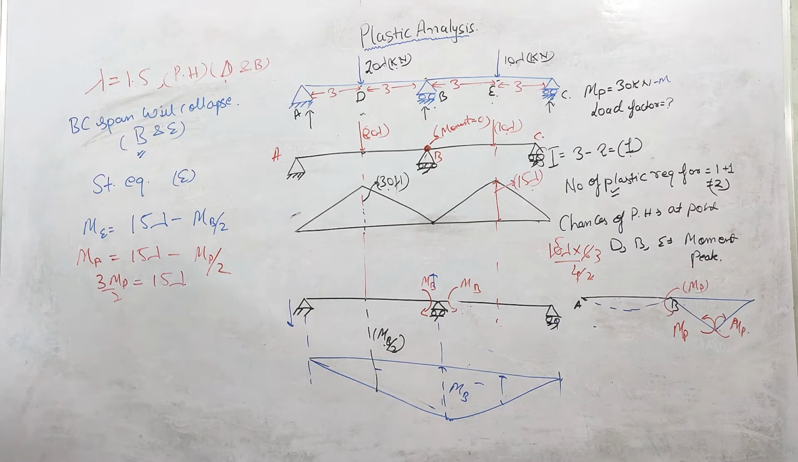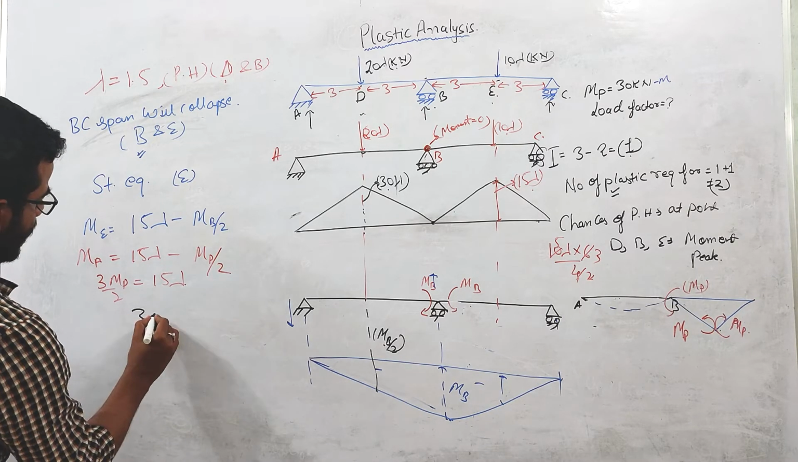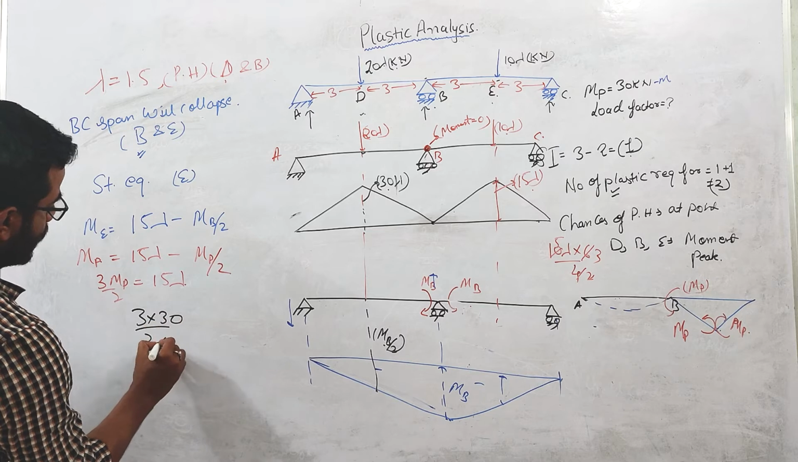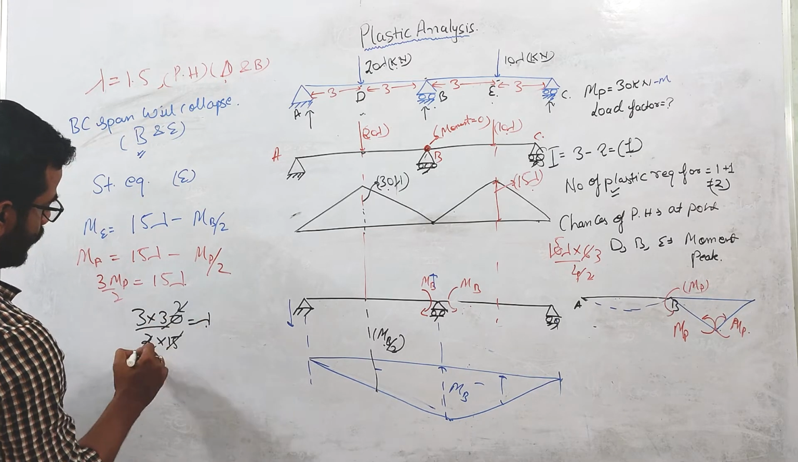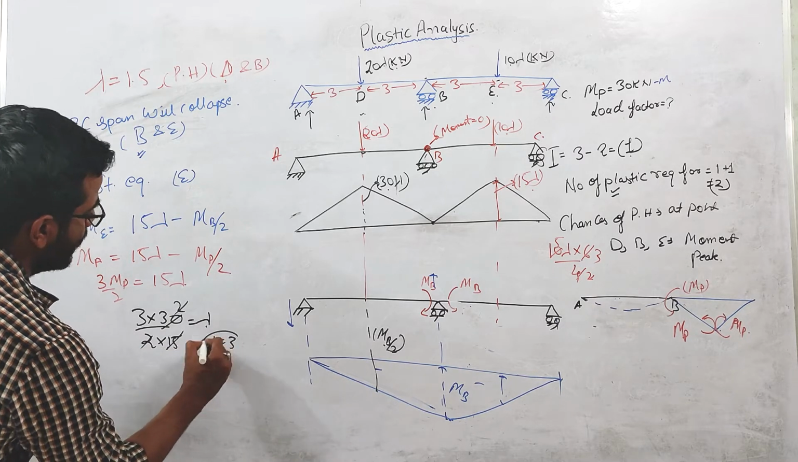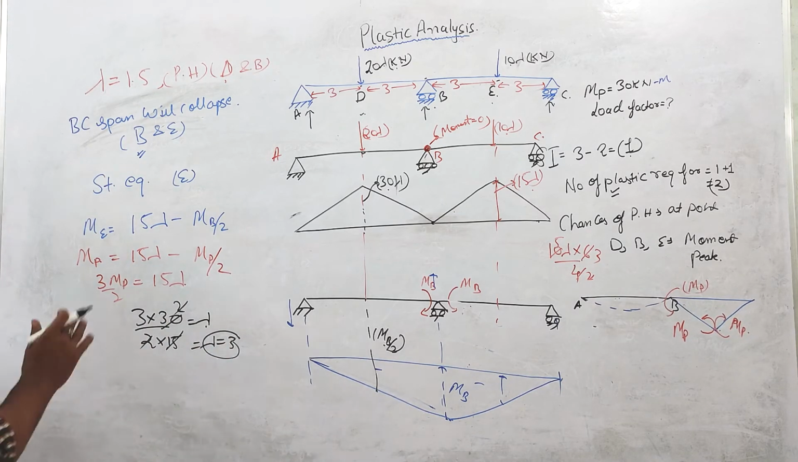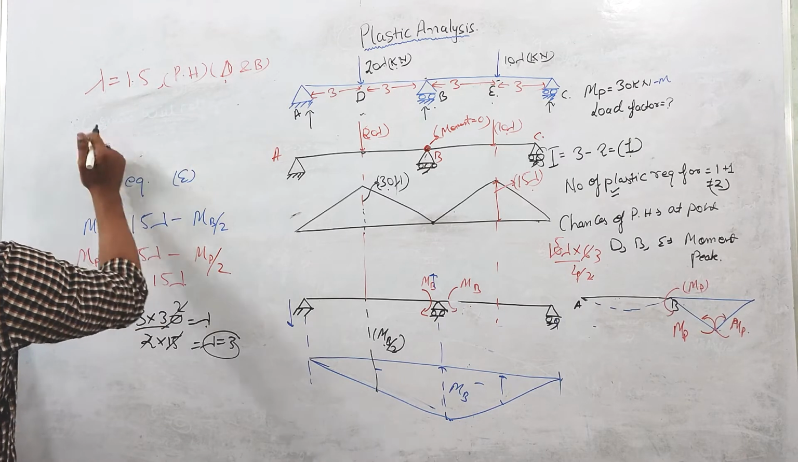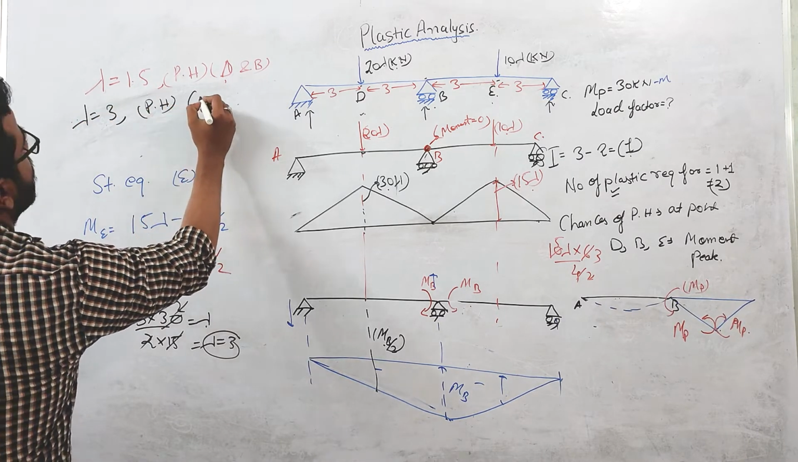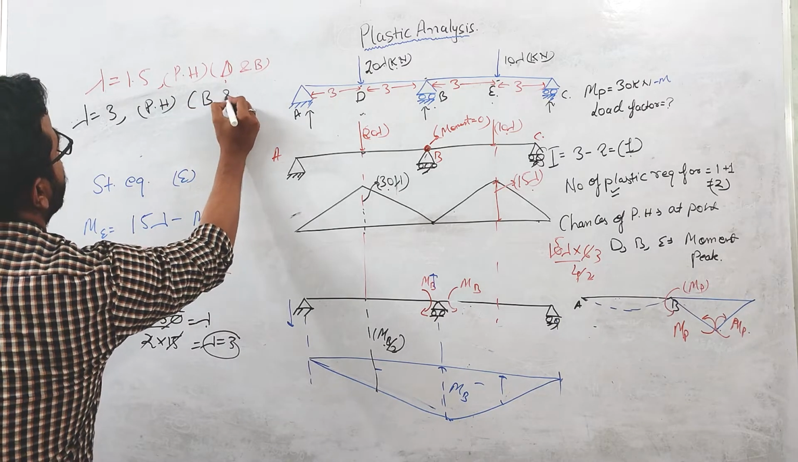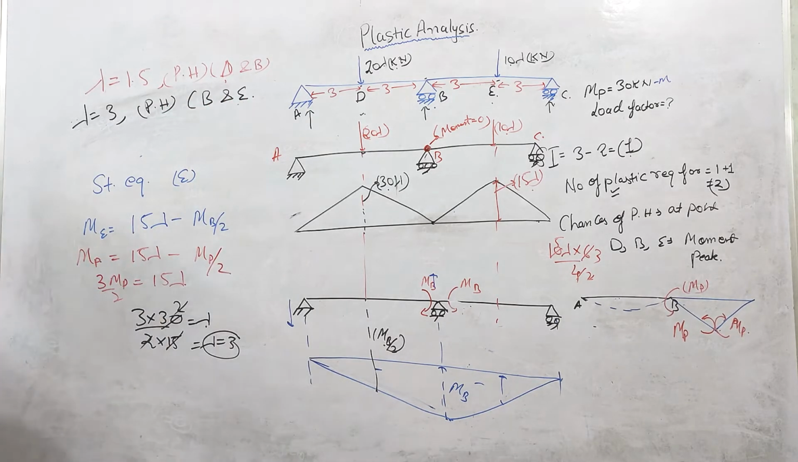So again, 3 into 30 divided by 2 into 15 equals lambda. So here lambda comes out to be 3. So when lambda is equal to 3, plastic hinges are formed at B and E point. Okay, now again the third case.